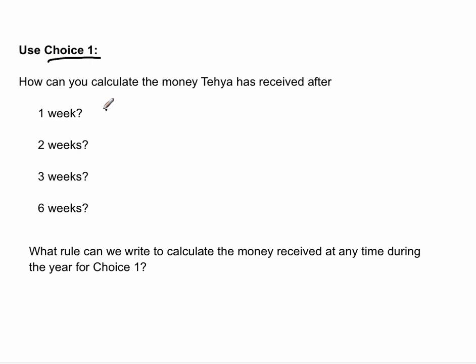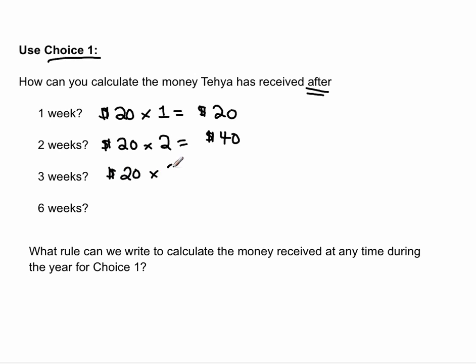So in choice number one, it was $20 per week. So remember, after week one, if I take 20 and I times it by 1, I get $20. If it's after 2 weeks, how much money does she make? Well, I'm going to take 20 and I'm going to times it by 2. If it's 3 weeks, I'm going to take $20 and I'm going to times it by 3. Do you see the pattern? If it's 6 weeks now, I'm going to actually take 20 and I'm going to times it by 6.